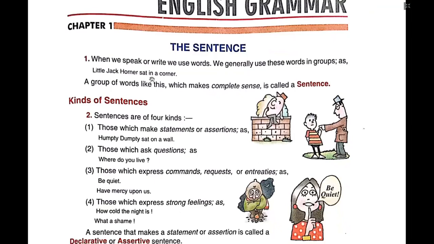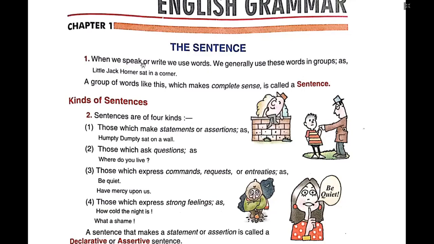Those which make statements or assertions, as Humpty Dumpty sat on a wall. Something is being told to you. Humpty Dumpty is sitting on the wall. So this is actually a statement. Another type is those which ask questions: Where do you live? Then those which express commands or entreaties, as why, have mercy upon us. And the fourth type is those which express strong feeling, as how cold the night is. So these are different kinds of sentences.